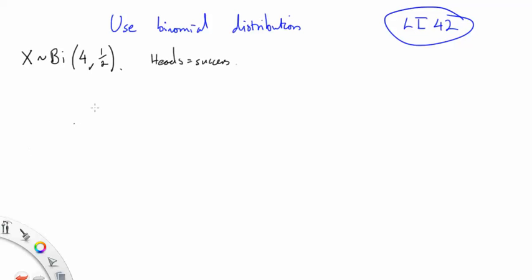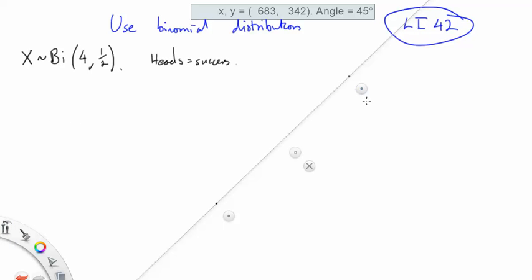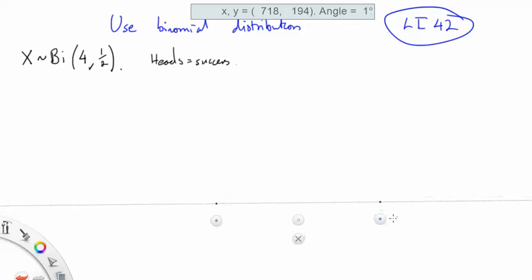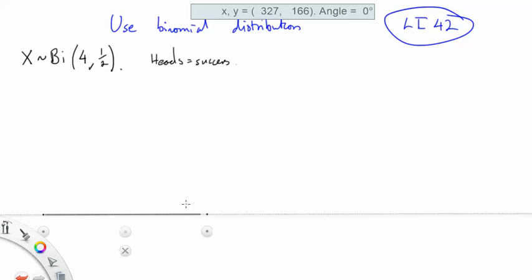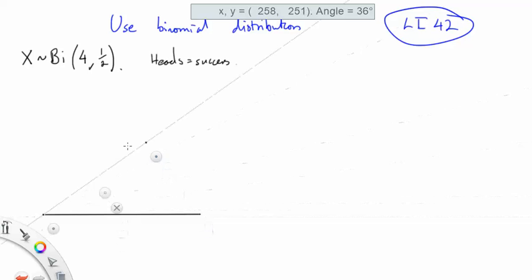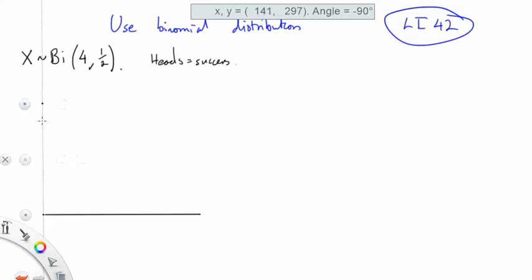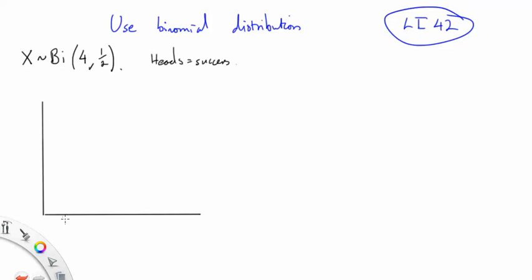What I'm going to do is actually plot this. So how do you plot a discrete random variable? Well, on the x-axis, you're going to have all the possibilities, and on the y-axis you're going to have the corresponding probability. So you can get 0 heads, 1 head, 2 heads, 3 heads, 4 heads. So that's x, and then on the y you have the probability that X equals x. So what's the probability that each one of these occurs?